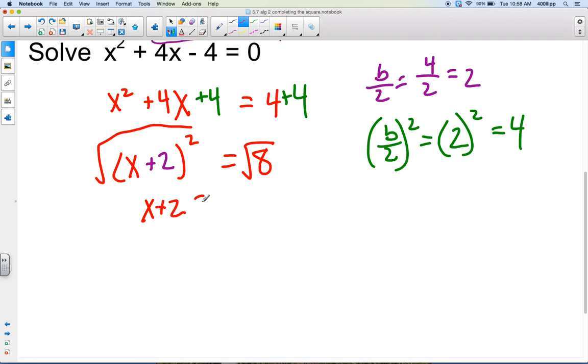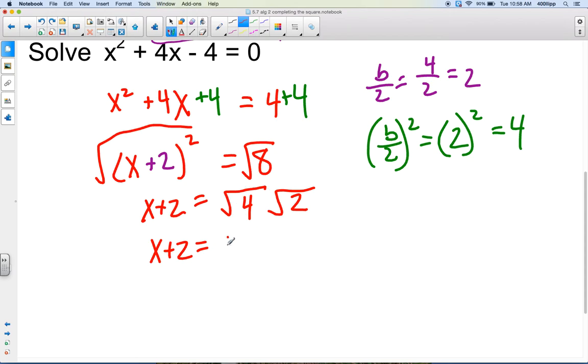We get x plus 2 is equal to... we're going to break this up as what's a perfect square that goes into 8, and then everything left over. So the perfect square that goes into 8 is a 4, and 4 times 2 will give me 8. Okay, then we'll take the square root.